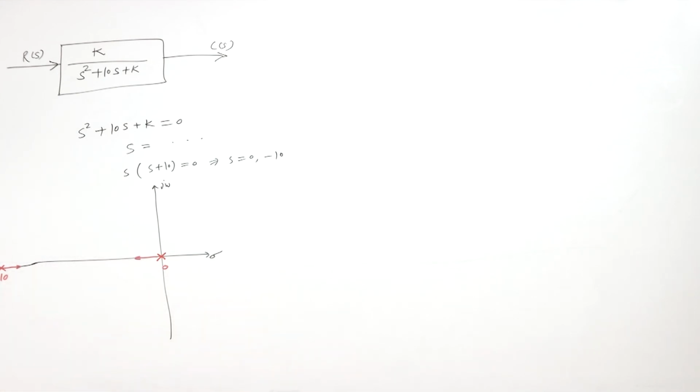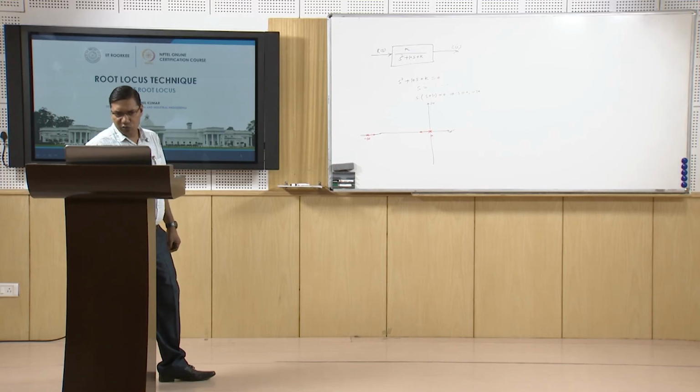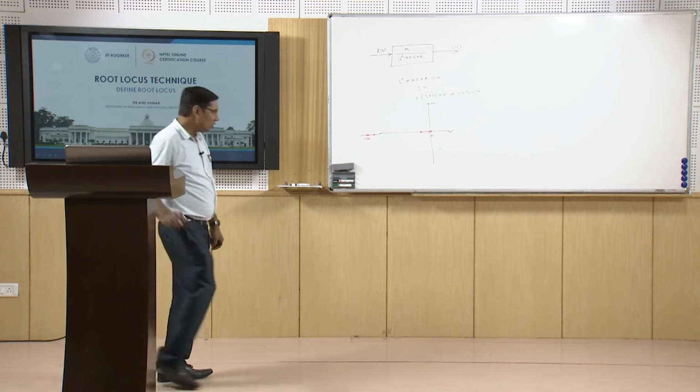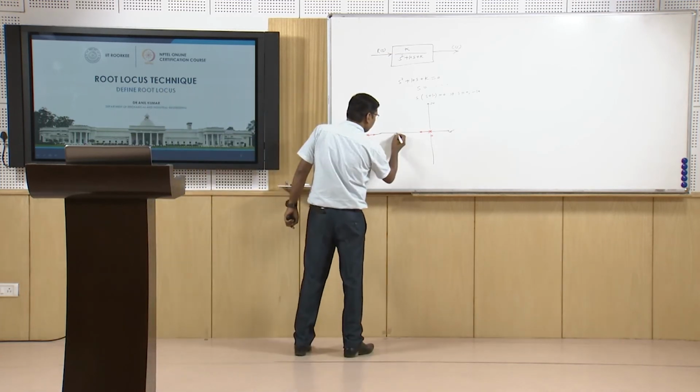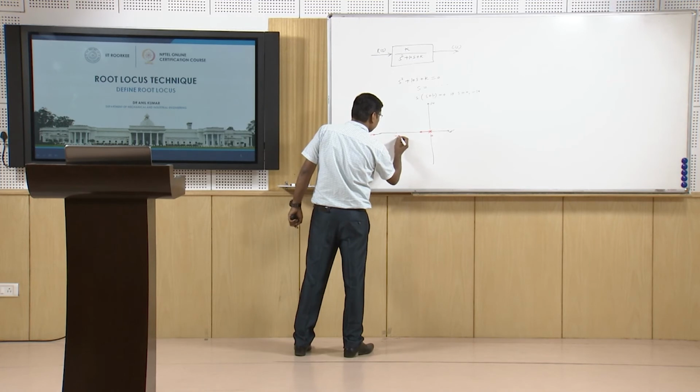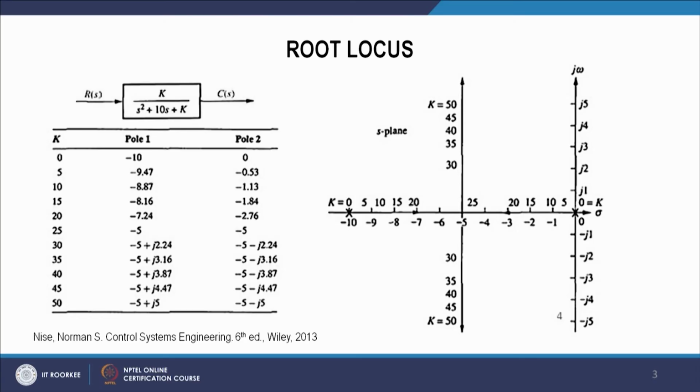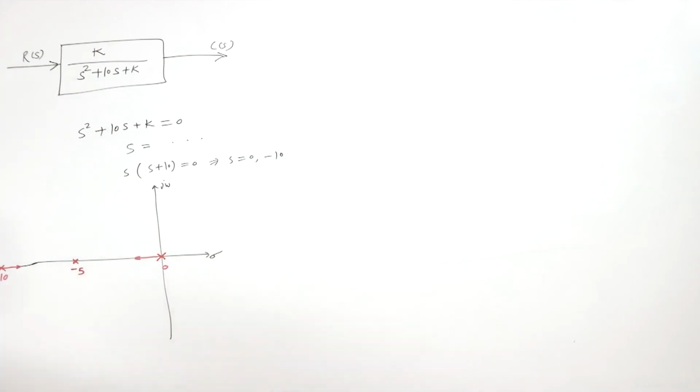Then at k equal to 25, we can see that the poles are distinct for k equal to 0 to 20. However, at k equal to 25, the poles are equal but real. So at k equal to 25, we are here at minus 5. Both poles are the same, they are equal.